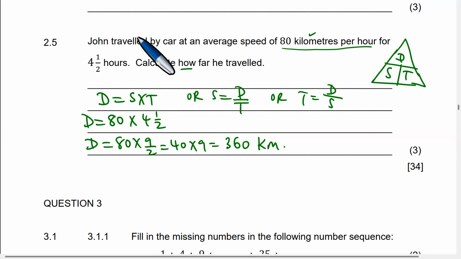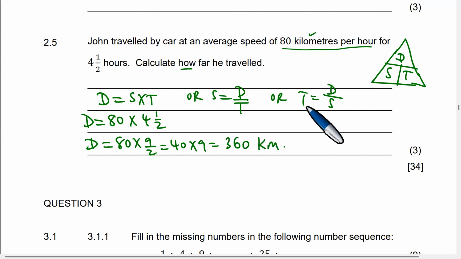What is the formula for speed? Speed is equal to what? Distance. What is the formula for calculating speed? What do you think the formula for calculating speed is? Not sure. Speed is distance over time.